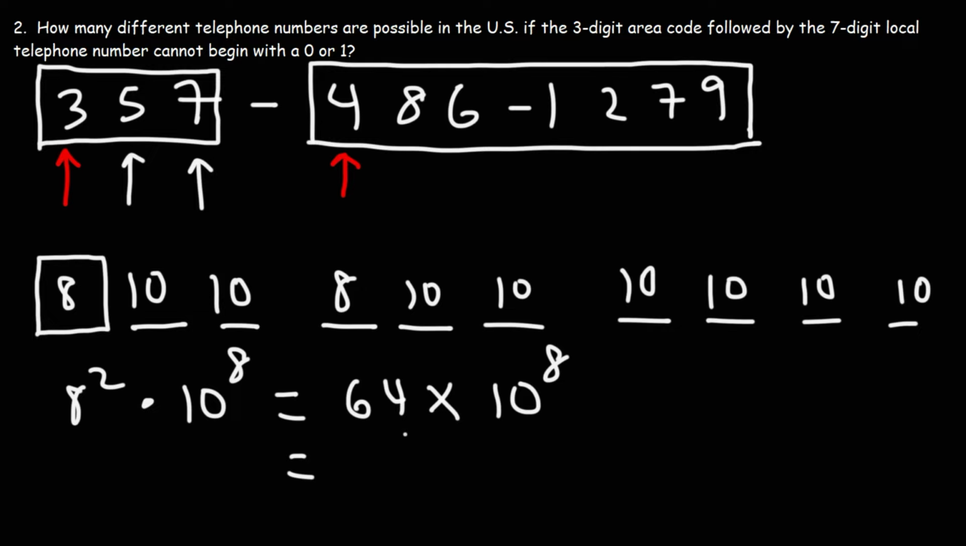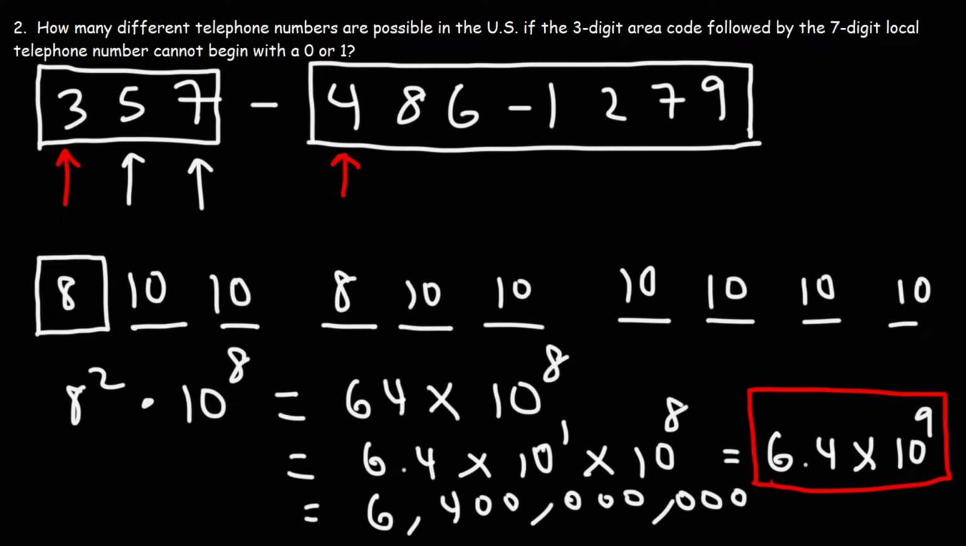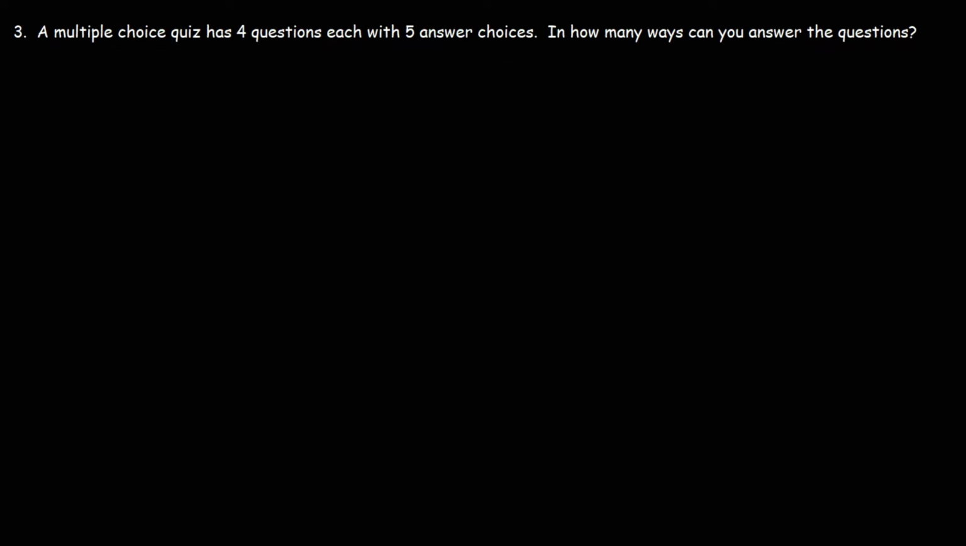Now let's put this in scientific notation. 64 is 6.4 times 10. 10 is the same as 10 to the 1. So when we multiply these two, we can add 1 and 8, which will give us 9. So our answer is 6.4 times 10 to the 9. 10 to the 9 is a billion. So our final answer is 6.4 billion, which you can write like this if you want. So that's how many different telephone numbers are possible in the US with the restrictions that we can't have a 0 or a 1 for the first number of the area code and the first number of the local telephone number. For the sake of practice, let's work on one more question.